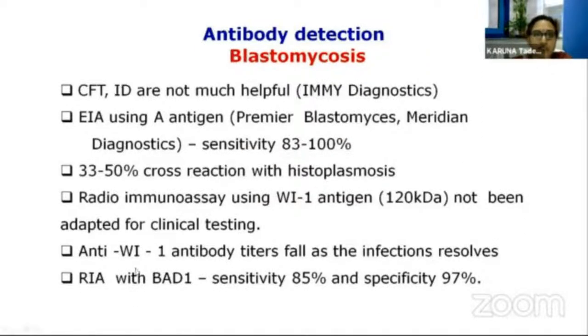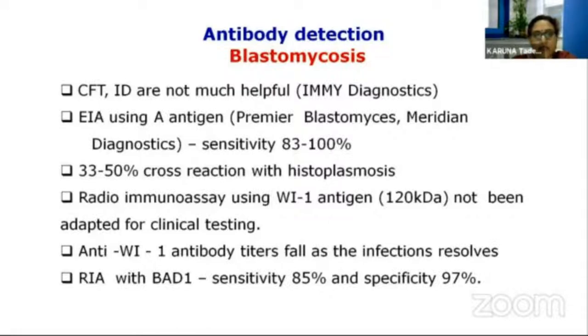Blastomycosis: complement fixation test and immunodiffusion are not much helpful, although they are available from IMI. For enzyme immunoassay using A antigen, the sensitivity lies between 83 to 100%. 33 to 50% cross reaction is seen with histoplasmosis. Radioimmunoassay using WI1 antigen has been done only in some reference settings and was not much adopted for clinical testing.